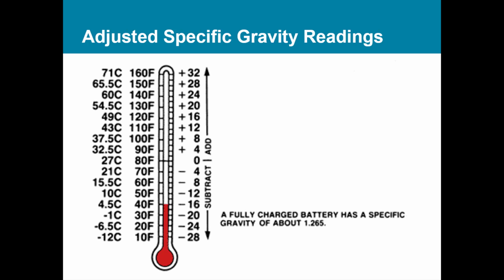When reading specific gravity, you have to apply adjusted specific gravity readings based on the temperature. Temperature correction is needed because specific gravity changes with temperature. Cold thickens the electrolyte and raises the specific gravity. Heat thins the electrolyte and lowers the specific gravity. Hydrometers are calibrated at 80 degrees Fahrenheit. Electrolyte temperatures above or below 80 degrees must be adjusted.